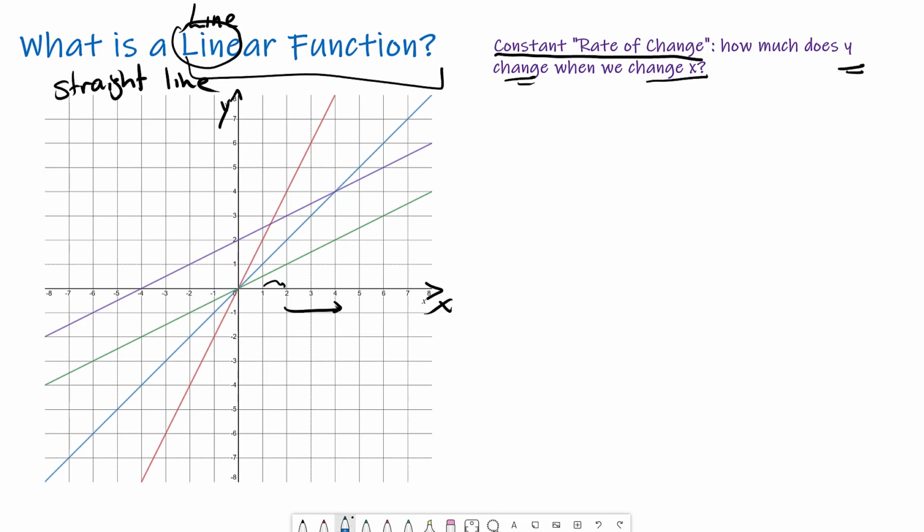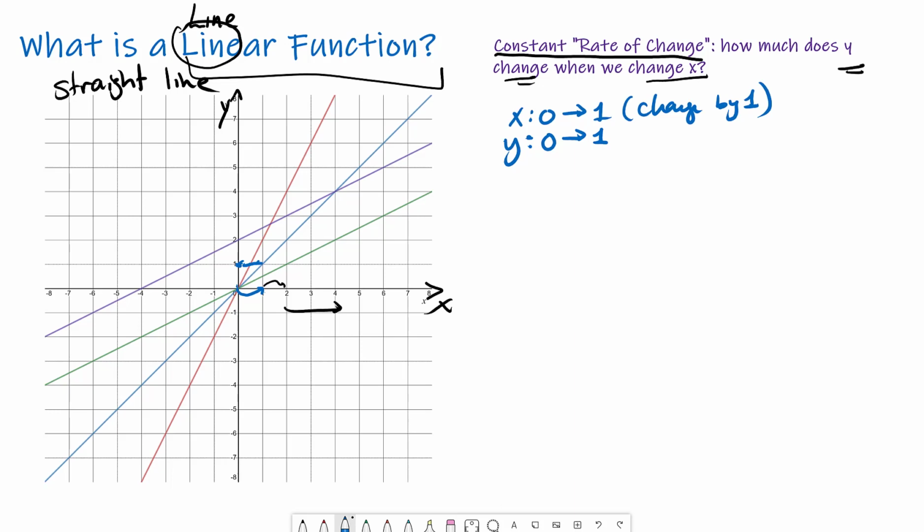So let's start with the blue example here. Let's change x by 1. Let's go, say, from 0 to 1. Okay, x goes from 0 to 1, so we change by 1. And y on this line also went from 0 to 1, right? If we mark the y on the y-axis, we also went from 0 to 1. So when we changed x by 1 unit, y changed by 1 unit as well.